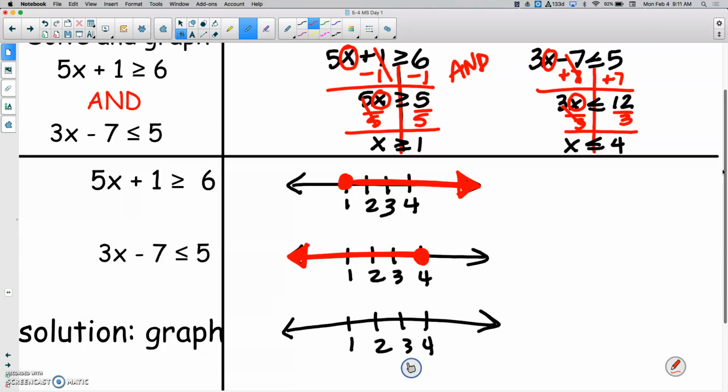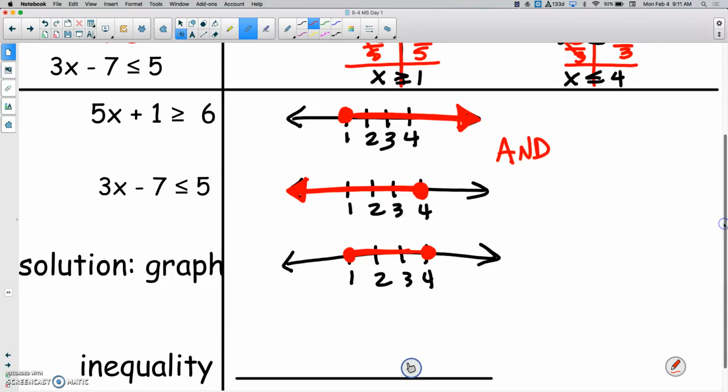Now, because our connecting word is and, we're looking for where they overlap. So take a look at that. And this one is creating an interval from 1 to 4. So closed circle on 1 to a closed circle on 4. And then writing the inequality to go with it.